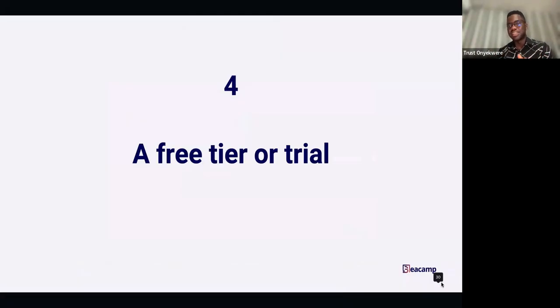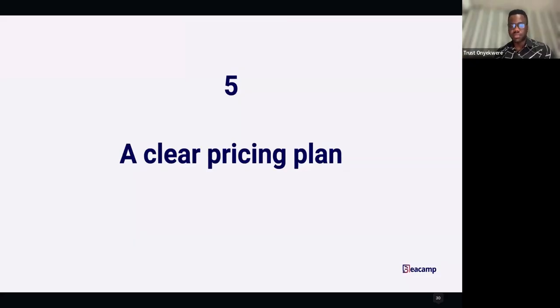Make it free for them, at least for a start. A free tier, a free trial. Let them get started at no cost. Let them try what you're doing at no cost, and then they can pay what they want to pay, right? So that's that for the fourth thing you need to do. Get them to be free.